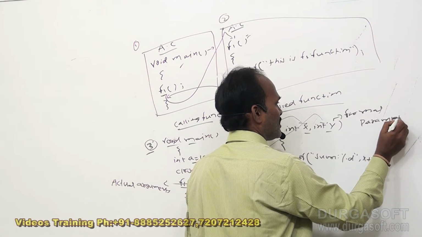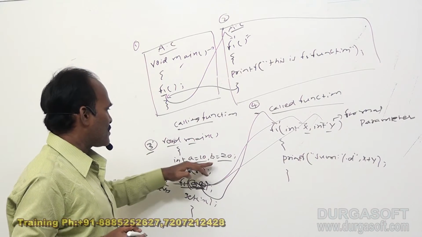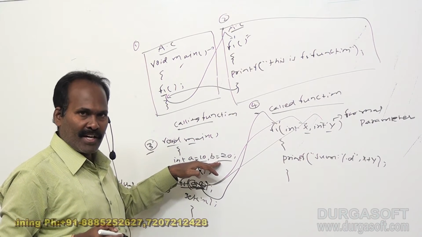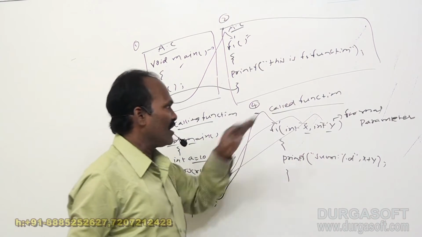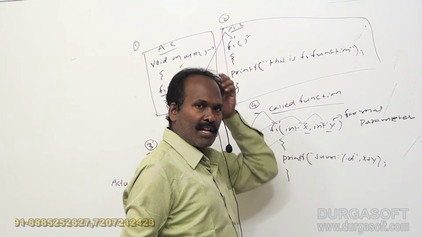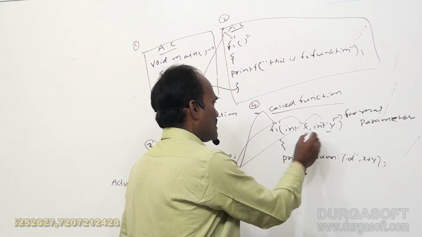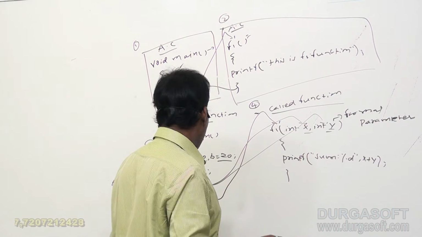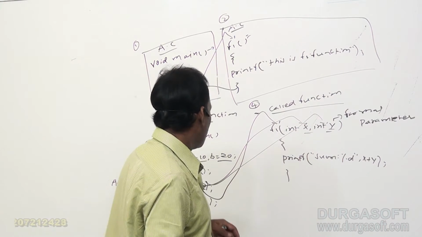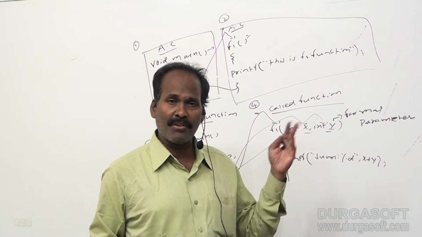That means here in the calling function 2 plus 2, 4 bytes are created. For these, another 4 bytes are duplicated in the called function. So this x and y are duplicated versions, duplicate copies of a and b. Okay, so now this is a function without arguments, with arguments and without return values.